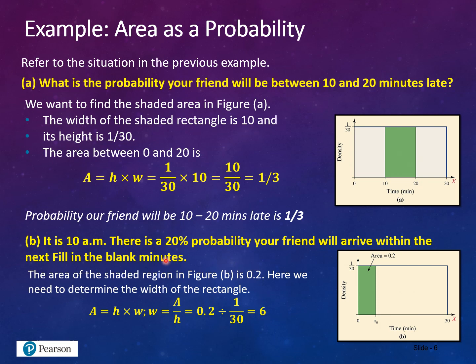So what this says is that there's a 20% probability your friend will arrive within the next 6 minutes, or by 10:06 a.m., because it is 10 now. So there's a 20% probability that your friend will arrive by 10:06. Okay? So you can see how this could help you figure out some probabilities when we have a continuous random variable.